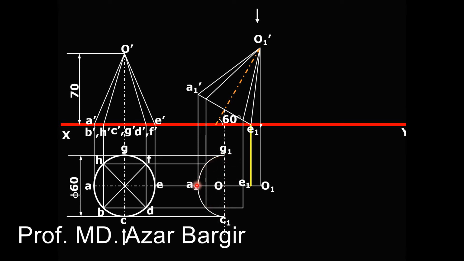Okay, so a minimum of 2 to 3 points should be made at the time of joining, and it should be joined by a smooth curve. Okay, by using a French curve. So in this way, first of all, again the same rule, the outline of the cone should be dark, so you have to first draw this outline.